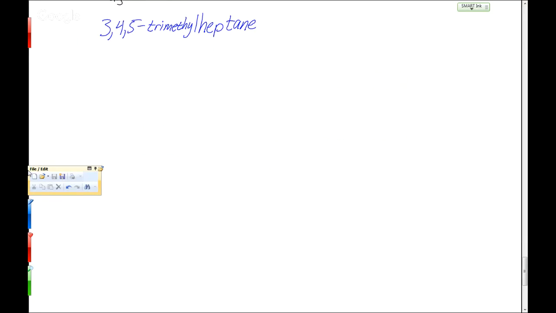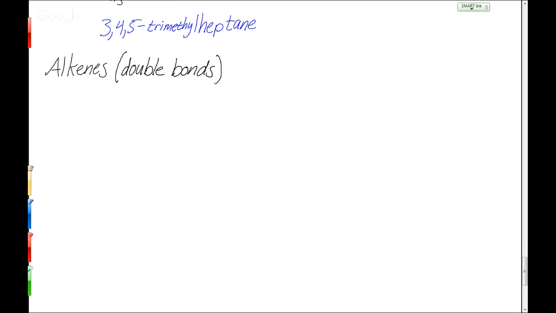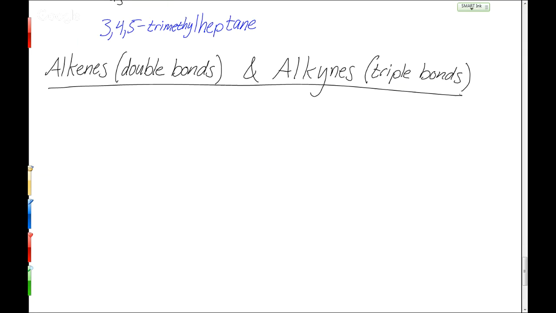Okay. The next part we're going to look at, and then we'll keep practicing this all together, is the alkenes, which are double bonds, and alkynes, which are the triple bonds. So now we're talking about multiple pairs of electrons shared between carbons.